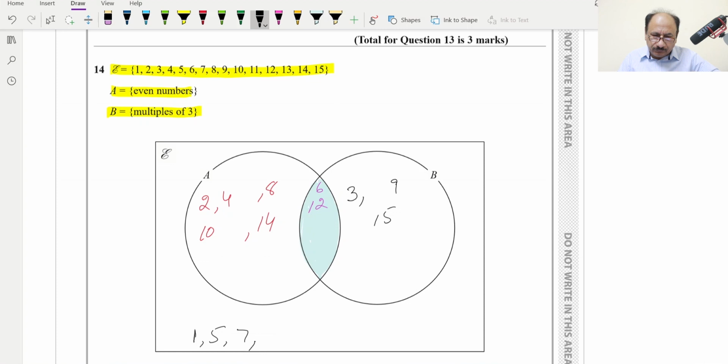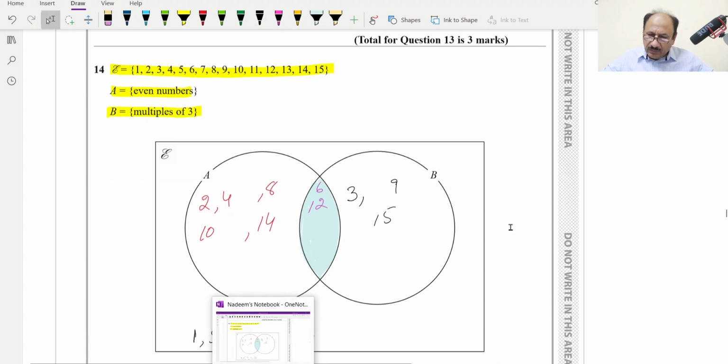10 is also written in A. 11 we can write over here. 12 is also written in the intersection. 13 we can write over here. 14 and 15 are also gone, so these will be the numbers 1 2 3 4 5 6 7 8 9 and 10 11 12 13 14 and 15.